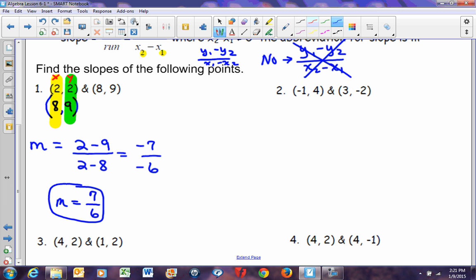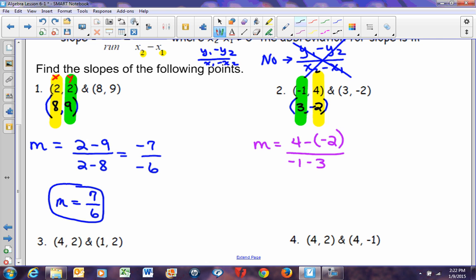All right, let's look at problem number 2 here. (-1, 4) and (3, -2). Again, I'm going to rewrite my problems so that they are one on top of each other so that I can line up my x values and I can line up my y values. So here I go. I'm going to find my slope. My change in y over my change in x. So I'm going to do 4 minus a -2, beware of your negative signs, over -1 minus 3.